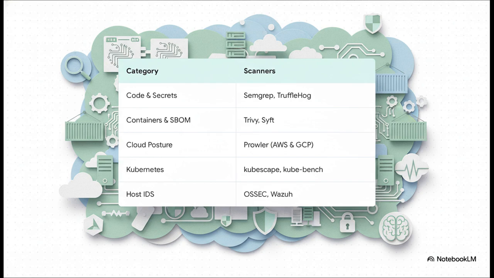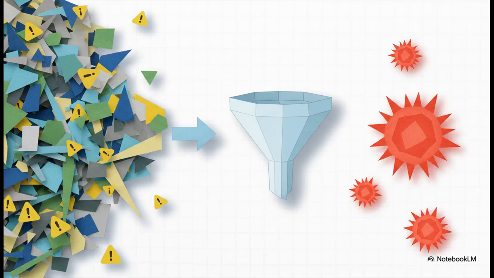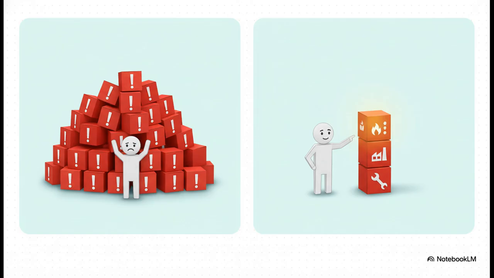Okay, so once all that data is flowing into one place, we get to the most critical step, prioritizing risk. This is where we move beyond just looking at a simple critical or high severity label. And this slide just illustrates the difference perfectly. The old way, over on the left, treats every single critical vulnerability as if it's the same fire to put out. But the context-aware approach on the right is so much smarter.